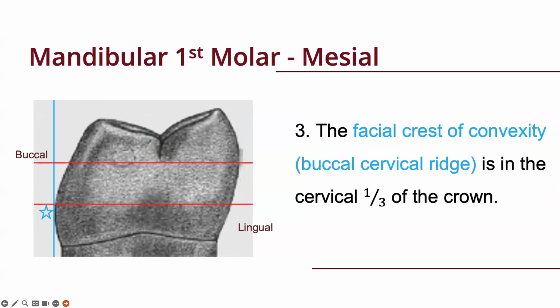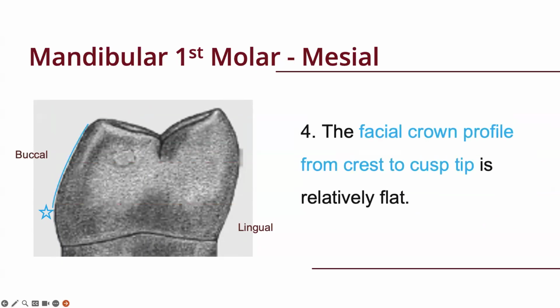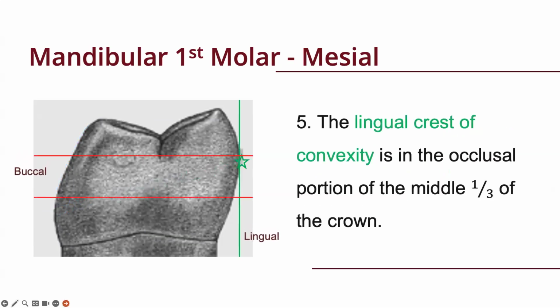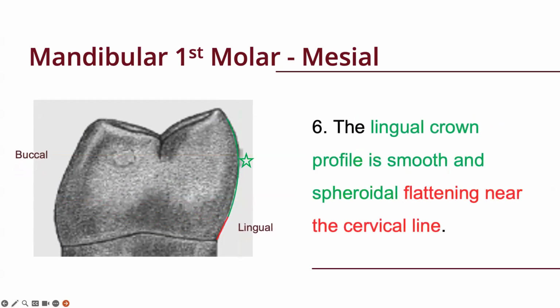The facial crest of convexity, or the buccal cervical ridge, is in the cervical 1/3 of the crown. The facial crown profile from crest to cusp tip is relatively flat. The lingual crest of convexity is in the occlusal portion of the middle third of the crown. The lingual crown profile is smooth and spheroidal and flattens near the cervical line, right here.